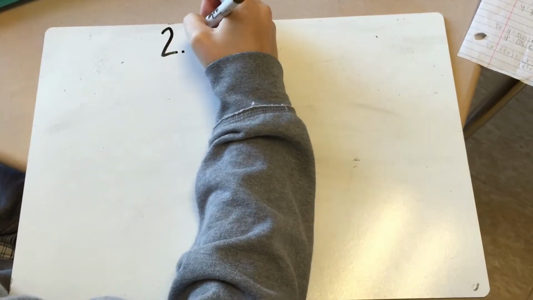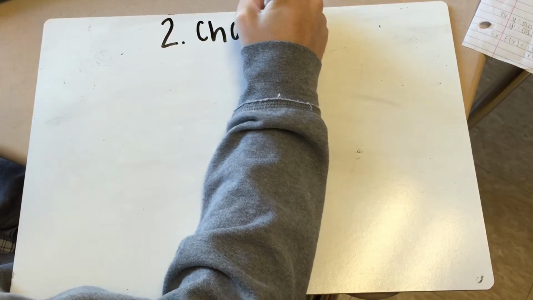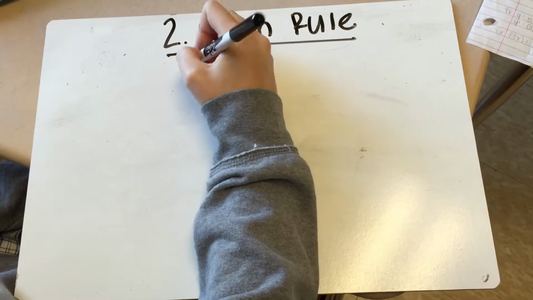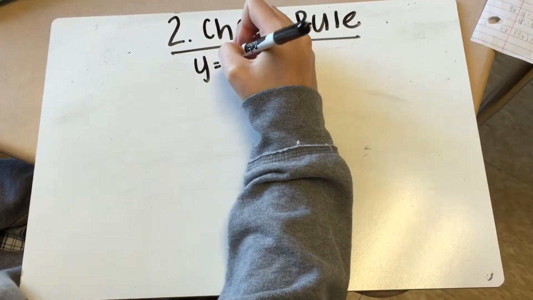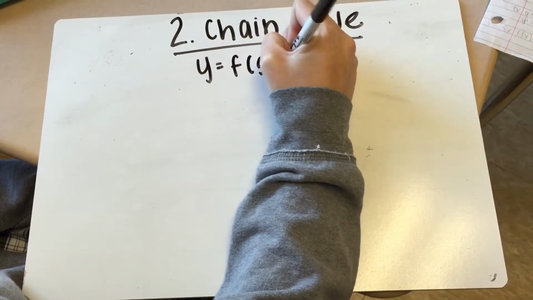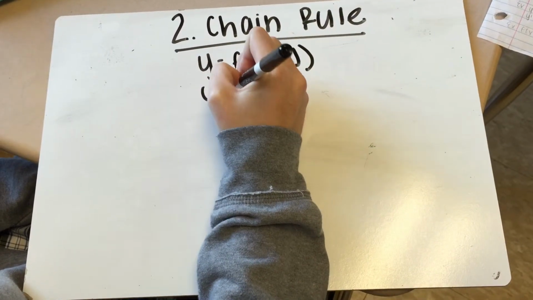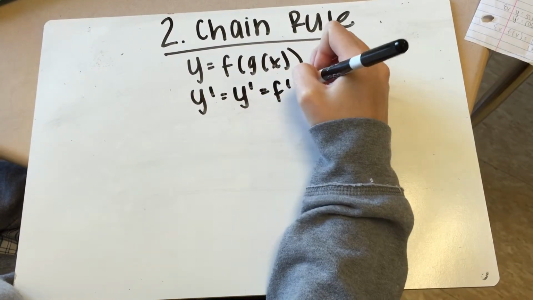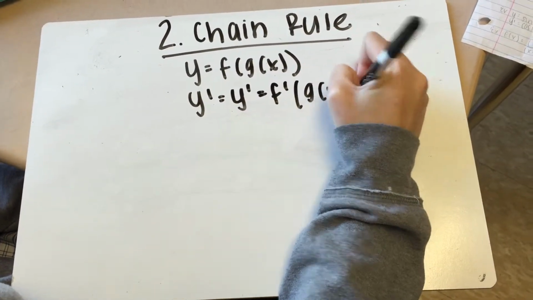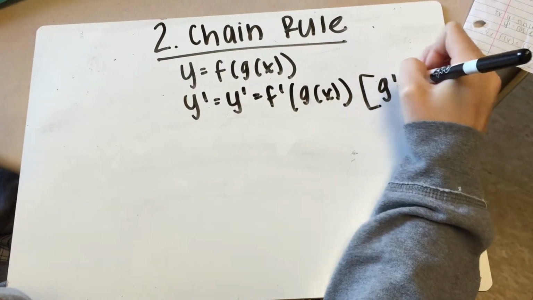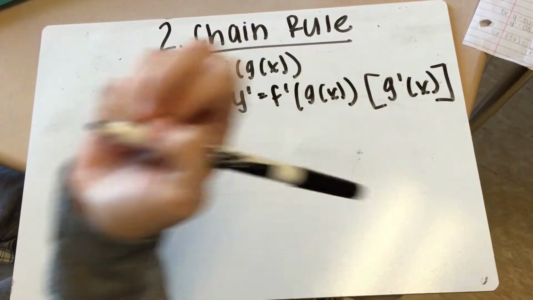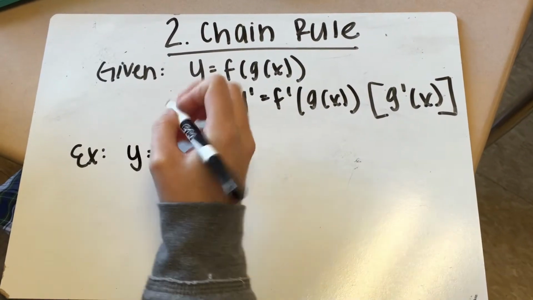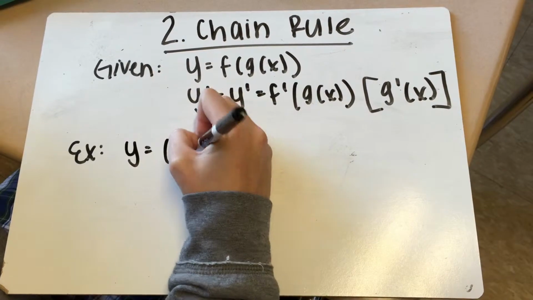The second rule that we're going to do is called the chain rule. I'll give you the formula to start you off. y equals f of g of x, so that the derivative y prime equals f prime g of x times g prime of x. Let's do an example. The quantity x squared plus 5 squared.